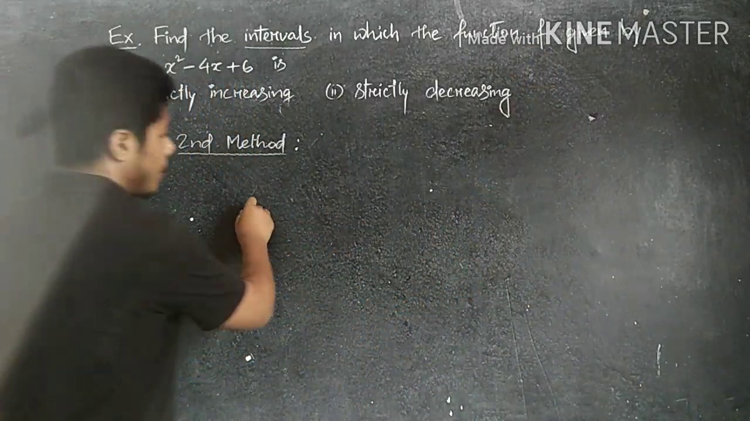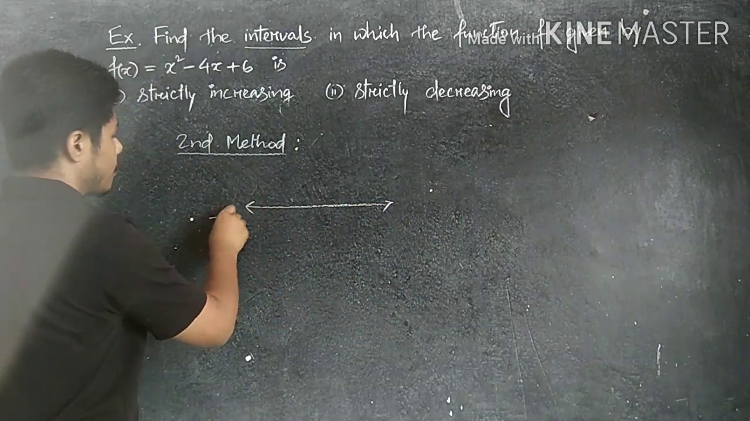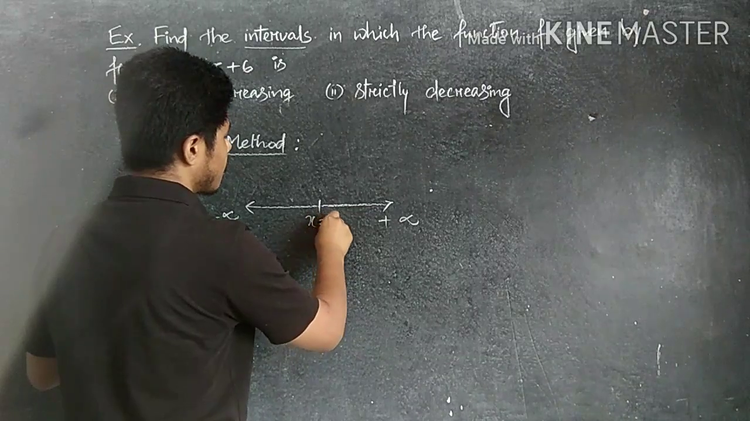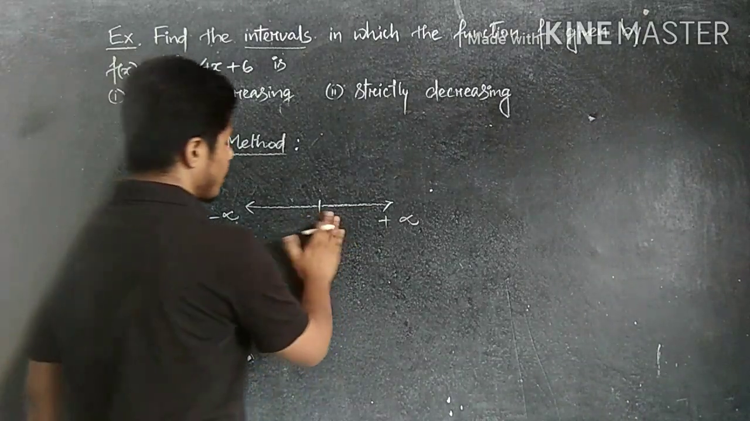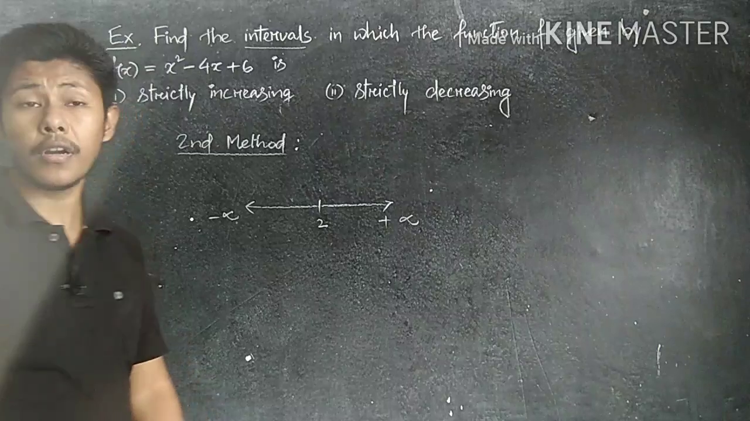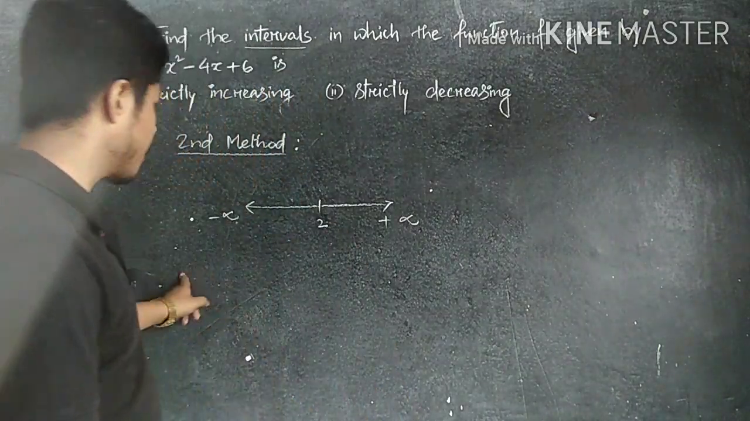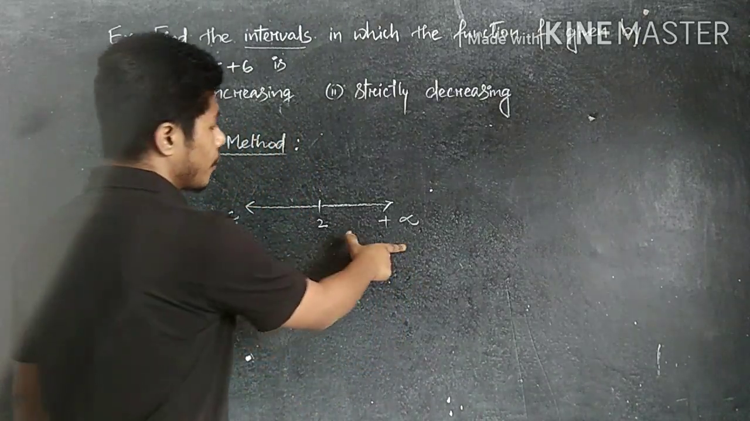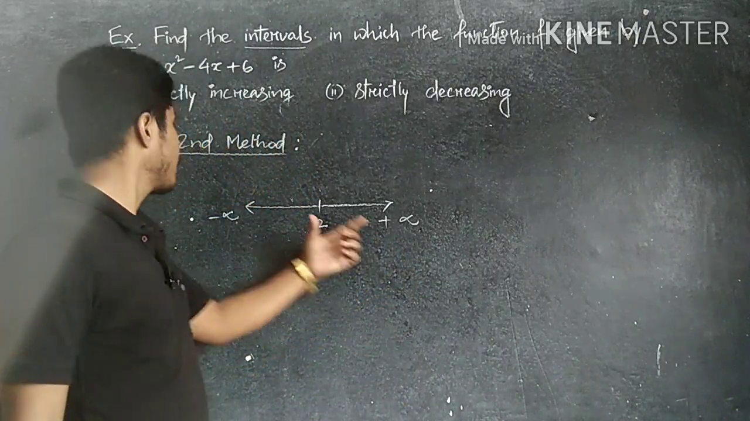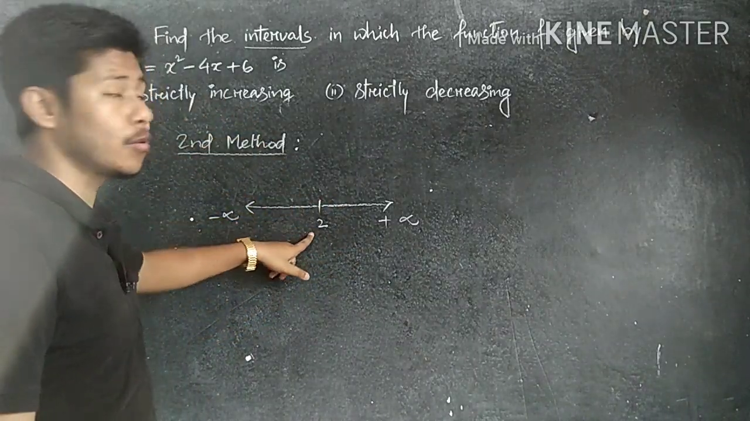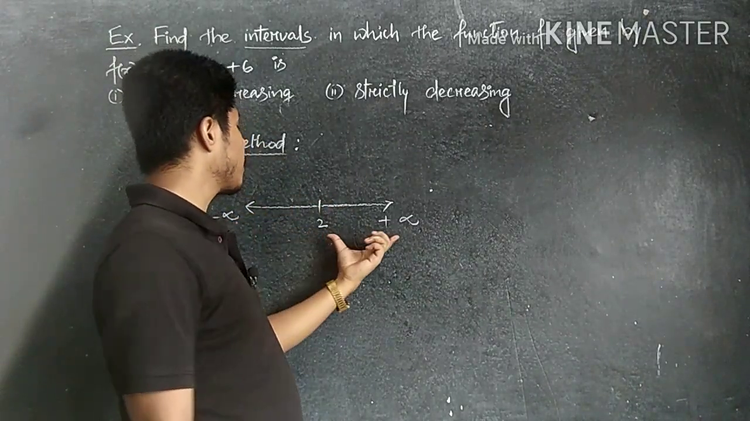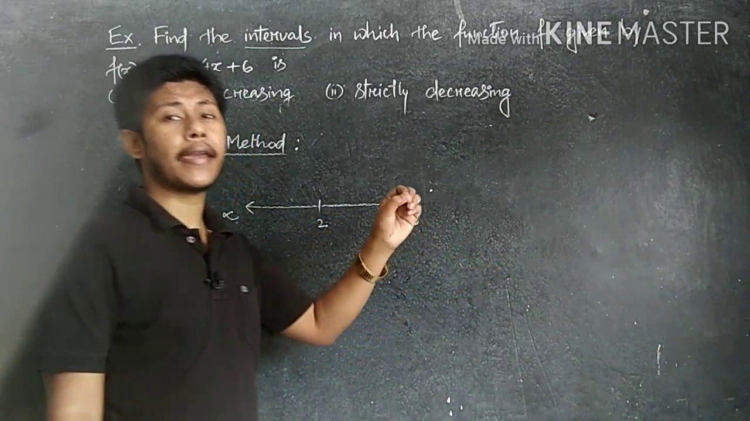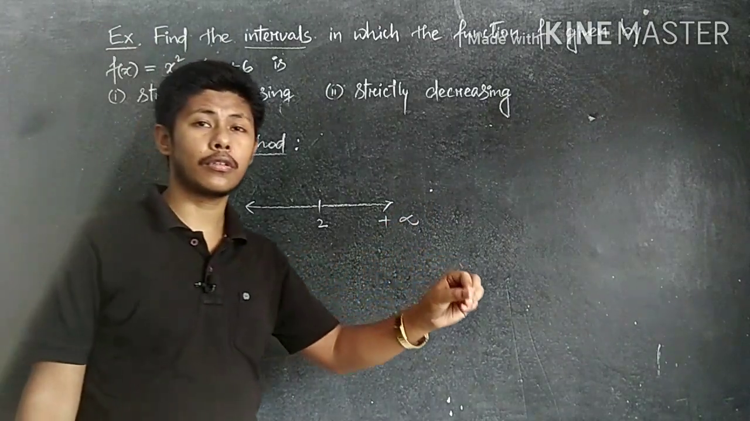If you see the number line we have drawn here, this one is minus infinity, this one is plus infinity, and the point is x equals 2. So in the second method, you just have to check this part, 2 to infinity. Because it is strictly increasing, 2 is not included. In between 2 to infinity, any value you can choose.